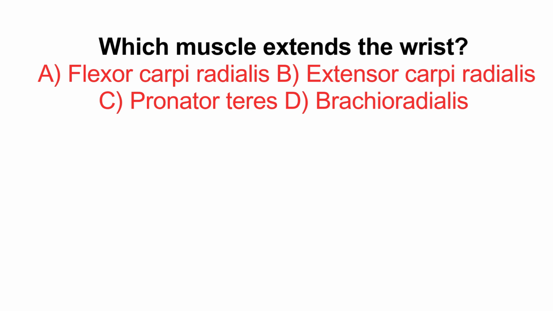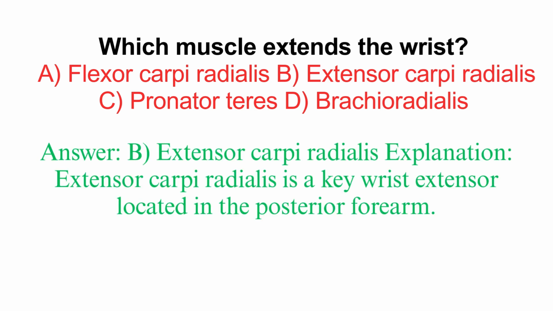MCQ 10. Which muscle extends the wrist? A. Flexor carpi radialis. B. Extensor carpi radialis. C. Pronator teres. D. Brachioradialis. Answer. B. Extensor carpi radialis. Explanation. Extensor carpi radialis is a key wrist extensor located in the posterior forearm.